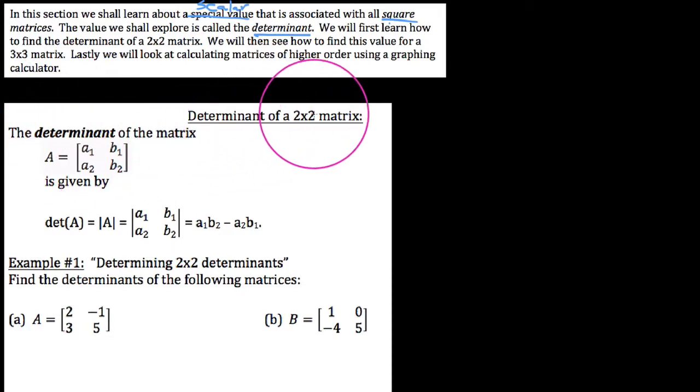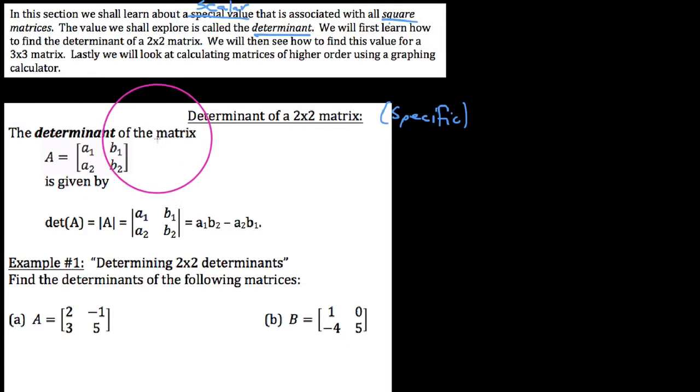We say the determinant of the 2 by 2 matrix specifically. So let's make a note here. This is very specific to 2 by 2s only. This method will not work with a 3 by 3 or any square matrix of higher order than a 2 by 2. So we say the determinant of the matrix A.